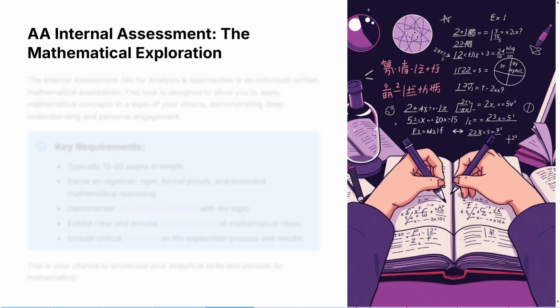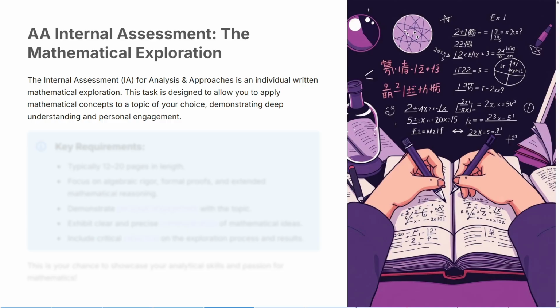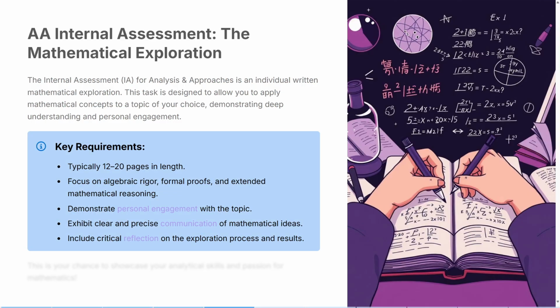The internal assessment, often called the mathematical exploration, is your chance to dive deep into a topic of your choice. It's usually 12 to 20 pages long and focuses on algebraic rigor, formal proofs, and extended reasoning. You'll need to show personal engagement, clear communication, and thoughtful reflection on your results. This is where you can really showcase your skills and creativity in mathematics.